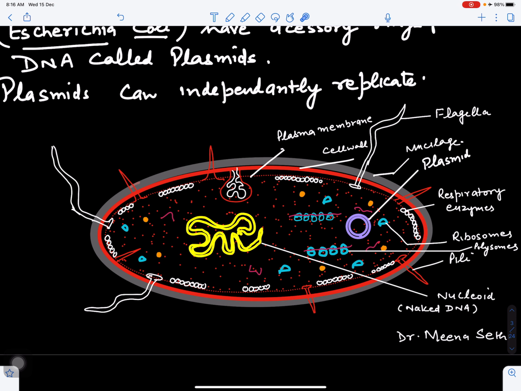Now bacteria are also called prokaryotic in nature. Why prokaryotic in nature? Because they don't have a well-defined nucleus. They don't have membrane-bounded cell organelles like endoplasmic reticulum, Golgi bodies, mitochondria, etc. And they have 70S ribosomes. So due to these properties, bacteria are called prokaryotic organisms. So this is all about the structure of bacteria.